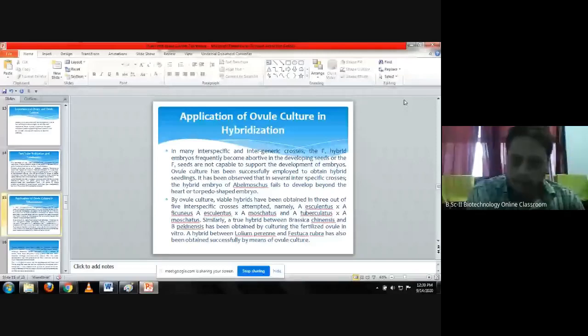Now application of ovule culture in hybridization. So in many interspecific and intergeneric crosses, the F1 hybrid embryos frequently become abortive, and the developing seeds are not capable to support the development of embryos.